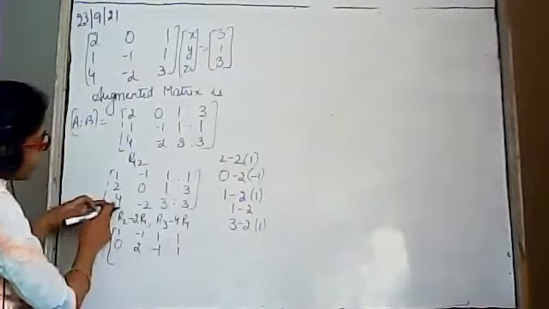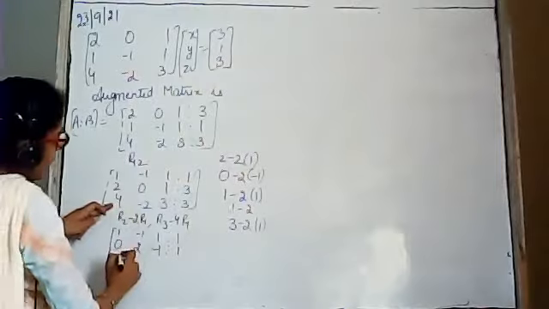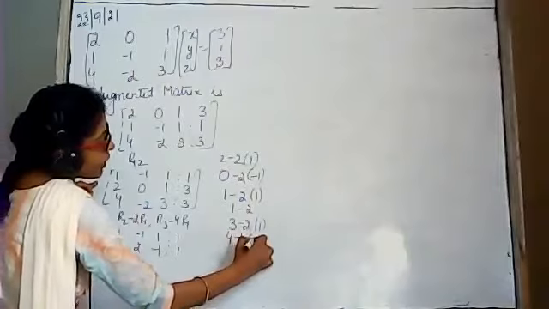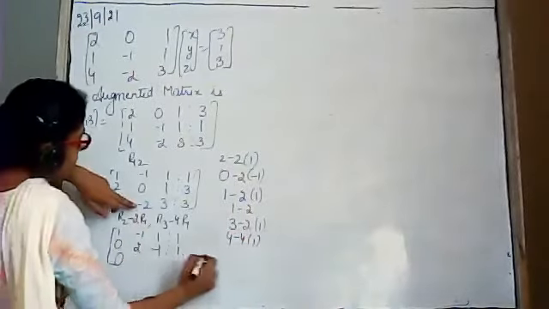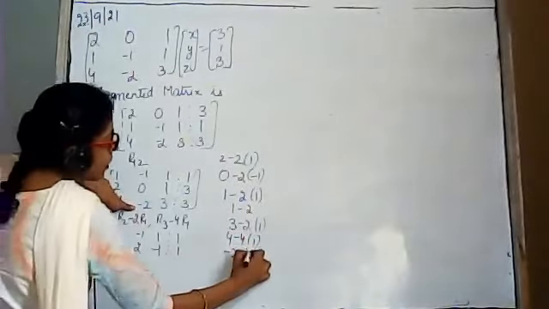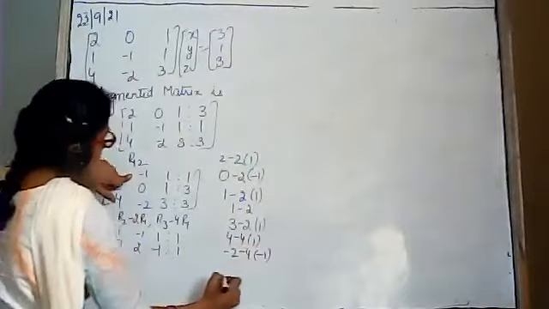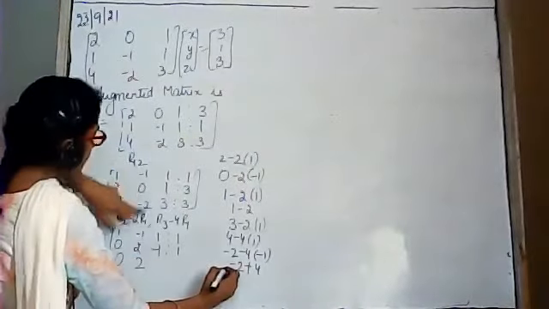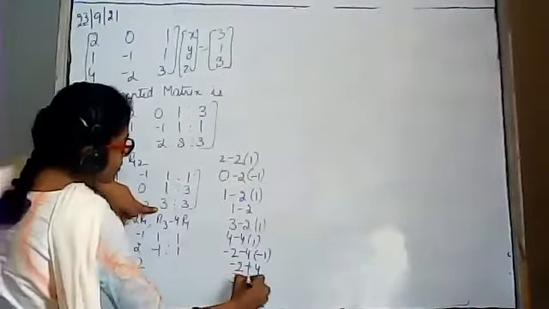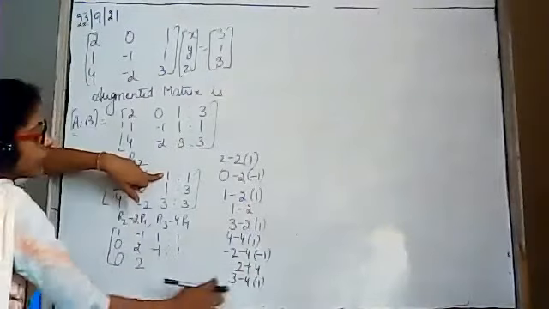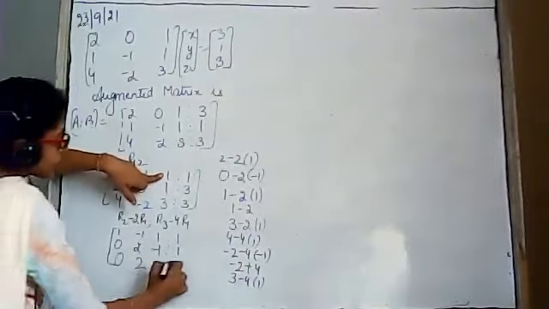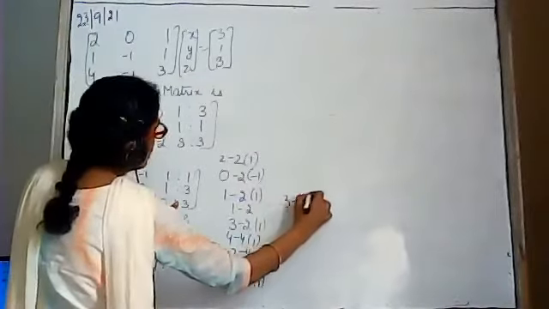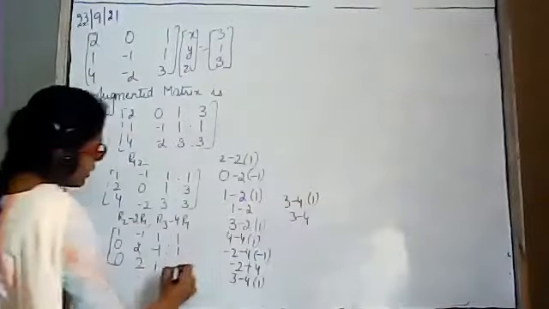After that, we are to make this element 0 using first row. Again, we are applying the operation R3 minus 4 R1. R3 means 4 minus 4 times R1. 4 minus 4 will be 0. R3 means minus 2 minus 4 times R1. R1 means minus 1, minus 2 plus 4. It means this is 2. Again R3, 3 minus 4 times R1. R1 means 1. 3 minus 4 will be 1. After that, R3 minus 4 times R1. It will be 3 minus 4, that is minus 1.